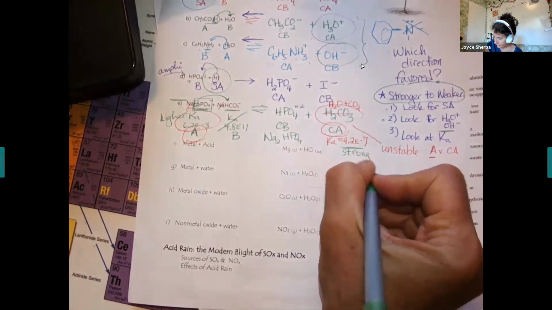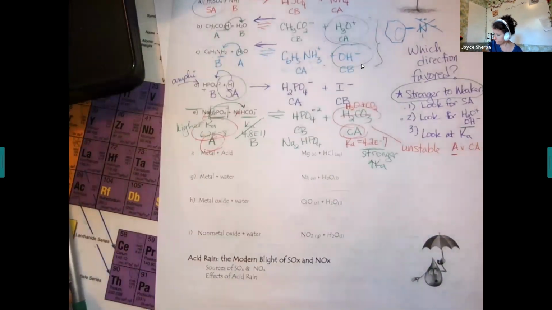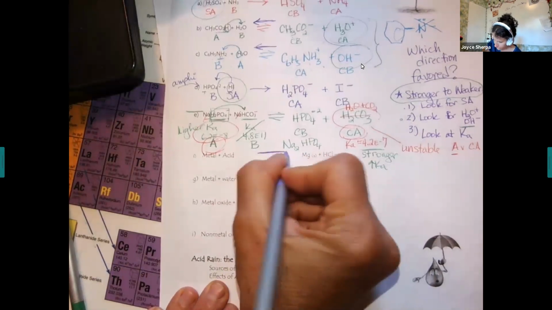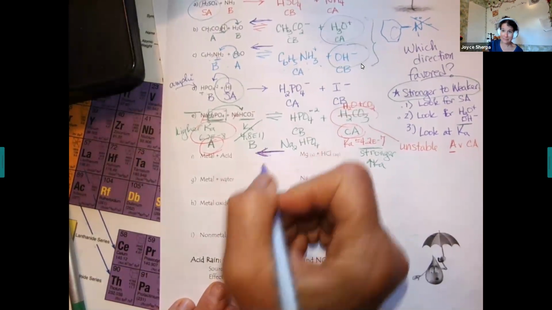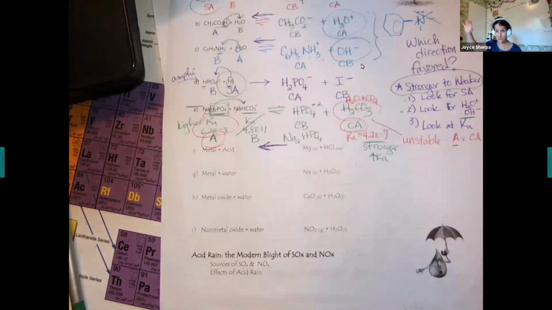So this is stronger. It's not strong, it's stronger. It has a higher Ka, so we're going to favor the reverse reaction. I'm so missing having big chalkboards where I can just write all over. All right, a lot of information in that question.